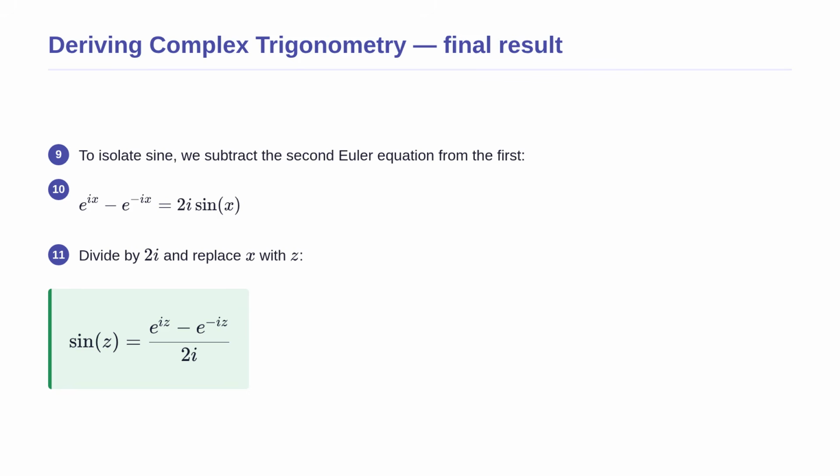To find the sine function, we go back to our two original Euler equations, but this time we subtract the second one from the first. By subtracting, the cosine terms cancel out completely, and the sine terms add together to give us twice the imaginary sine term. We then divide by 2i to isolate the sine function on its own. Just as before, we replace the real variable x with the complex variable z. This gives the final proven result for the complex sine definition. The intuition here is beautiful. Sine and cosine are just symmetric and antisymmetric combinations of spinning exponential curves.